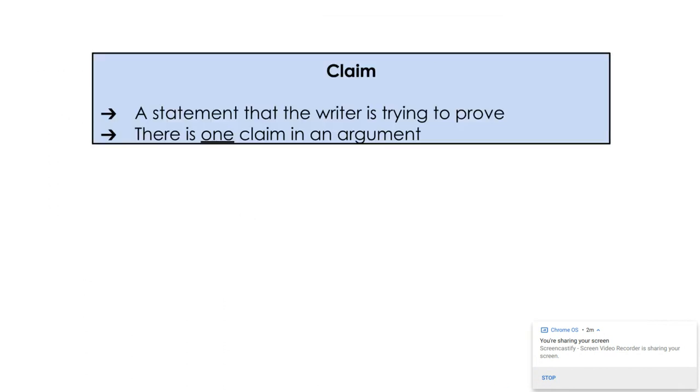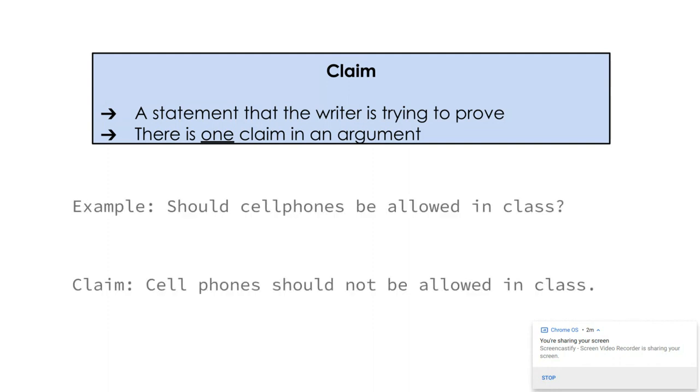Let's talk about the first one. That's a claim. It's a statement that the writer is trying to prove. There is one claim in an argument. Let's look at an example. Maybe someone's thinking about the question, should cell phones be allowed in class? Now, you could have two different opinions about this topic. Here's an example of a claim. Cell phones should not be allowed in class. That's someone's opinion, and they've created a claim. Now, in order to create an argument, they need to support this claim.